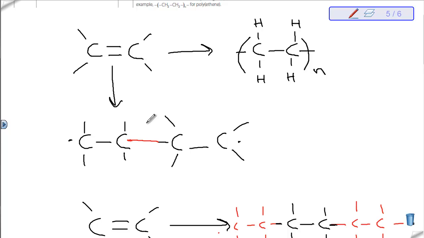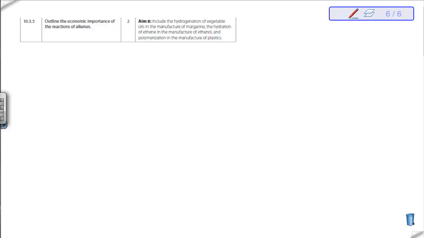So let's continue to the next section here on 10.5, which is the importance of these things. In this section, remember, this does not refer only to that previous slide, which was the polymerization steps. In the previous section, we discussed the reactions that alkenes can undergo, namely hydrogenation, halogenation, hydration, and hydrohalogenation, and the purpose of those.